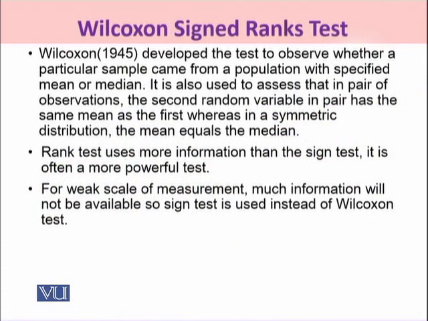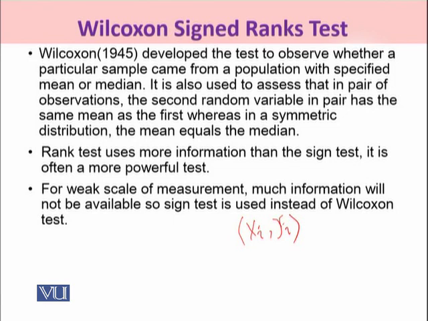Wilcoxon in 1945 developed the test to observe whether a particular sample came from a population with specified mean or median. It is also used to assess pairs of observations. So students, if you remember, whenever we talk about related samples, we are talking about a pair xi and yi. Whenever we take this pair of observations, the second random variable in the pair has the same mean as the first, whereas in a symmetric distribution, the mean is the same as the median.